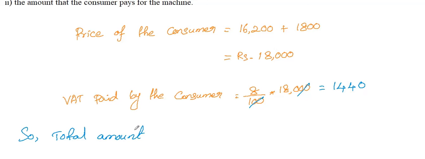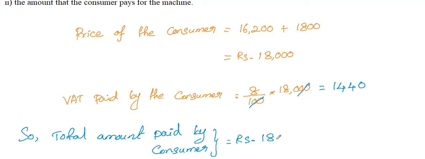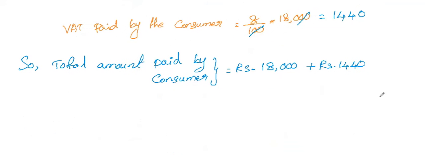So the total amount paid by the customer, the consumer, the total amount paid by the consumer is rupees 18,000 plus the VAT, which is 1,440. So the total amount which was paid by the consumer is 19,440 rupees.